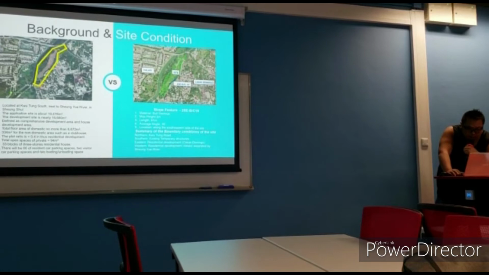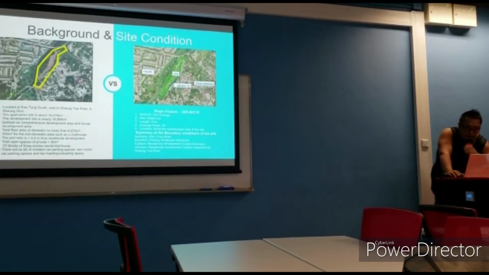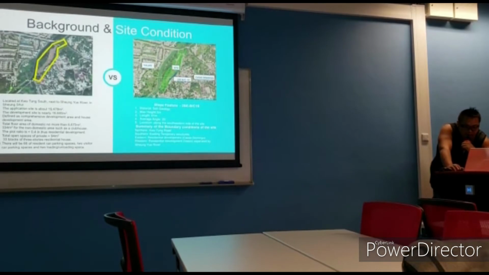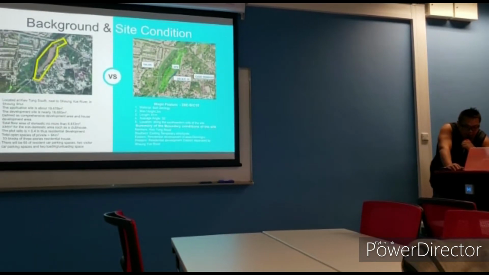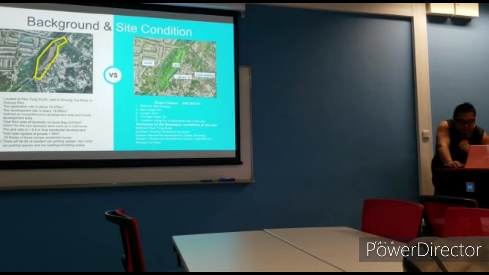The open space for the public and for parking should be around 100 square meters, and there are a total of 34 blocks of 3-storey residence houses. There will be 66 resident car parking spaces, 2 visitor car parking spaces, and 2 loading and unloading spaces.